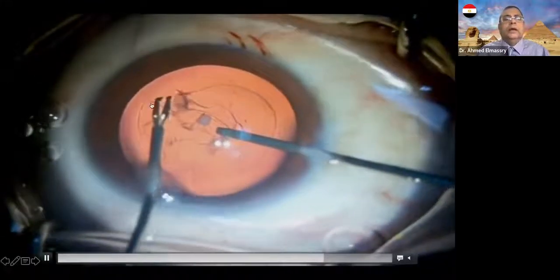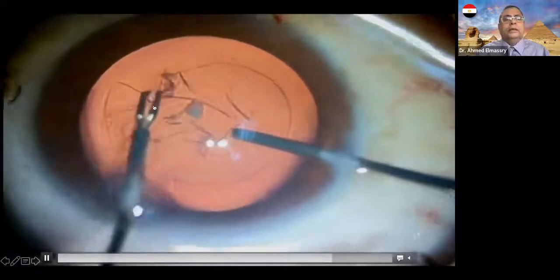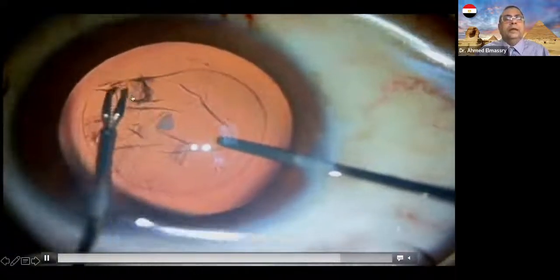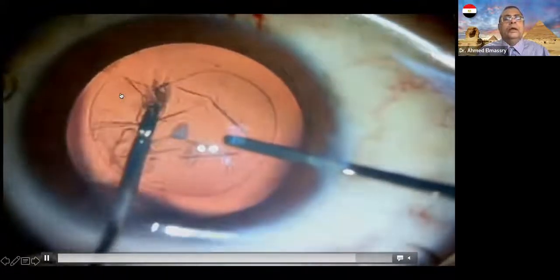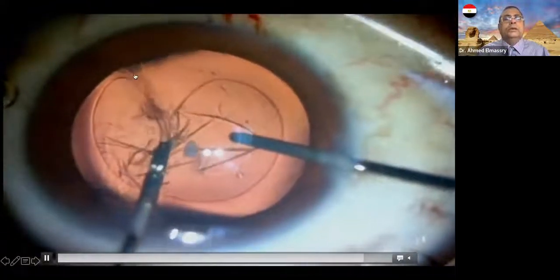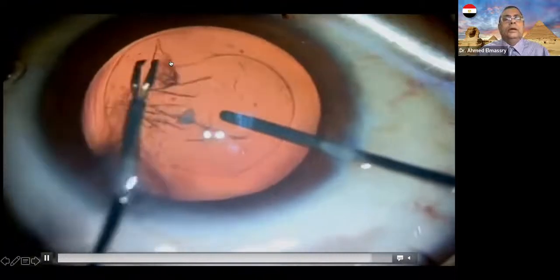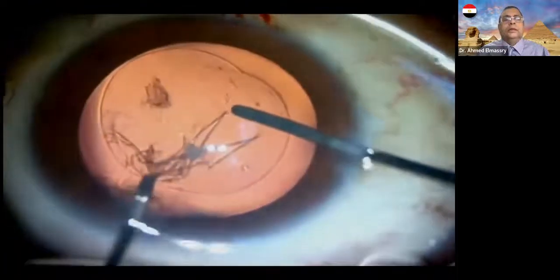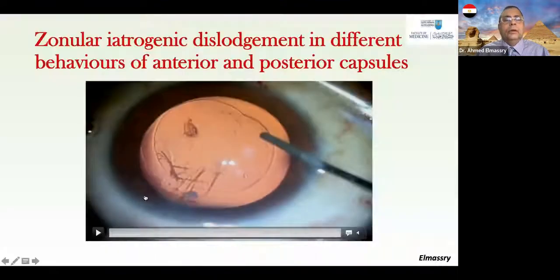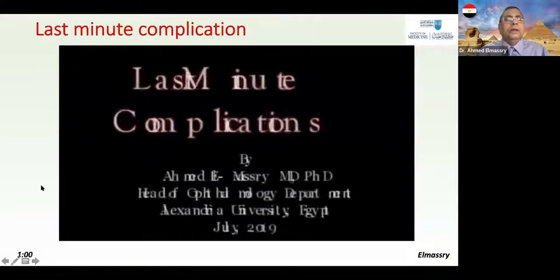You have to put the capsular rexis in, and pull in the rexis. Be sure that it will come, but be careful that it may stretch the zonules. As you see here, the zonules are so much stretched, so be careful not to cut the zonules of this area. But some of the zonules will hold, so be careful of the zonular dehiscence.